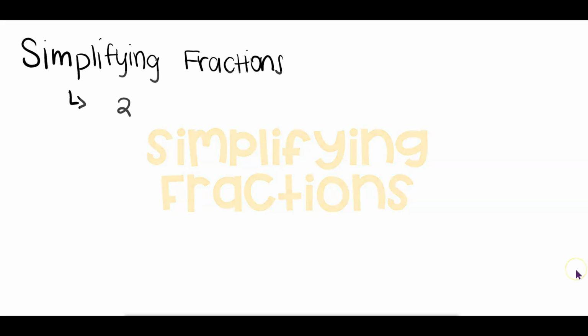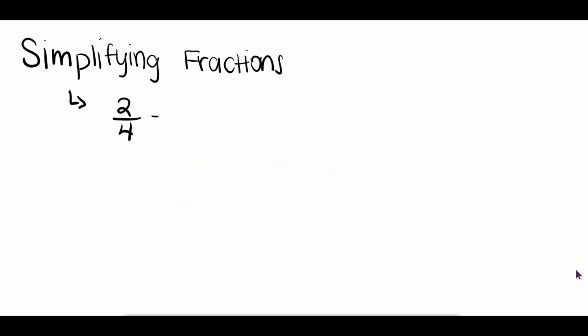So what I like to think about, if I had 2 over 4, well, I know that 2 is even, and I also know that 4 is even. So these numbers can both be divided by 2. If they're even, they can be divided by 2. 2 divided by 2 is 1. 4 divided by 2 is 2. Okay? Even numbers are like 2, 4, 6, and 8.